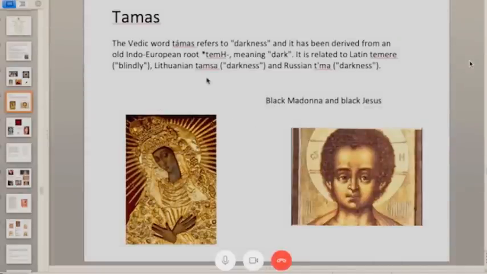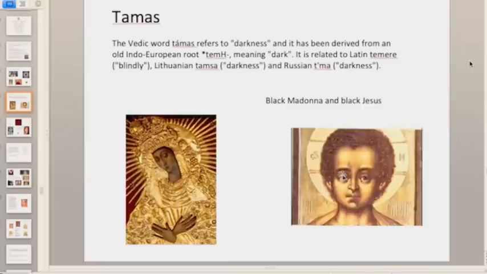Here we have, look at this. Lithuanian, tamsa, darkness. Russian, tma, darkness. Italian, Latin, temere, to fear. This means to fear and darkness. Indo-European root, tem. I wonder why that H is there, like that. So tamas, you see, the darkness, Thomas, black and white. That's why Thomas and the Black Madonna. You got Black Madonna, you got a Black Jesus.